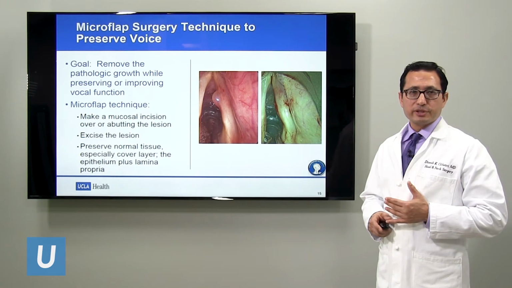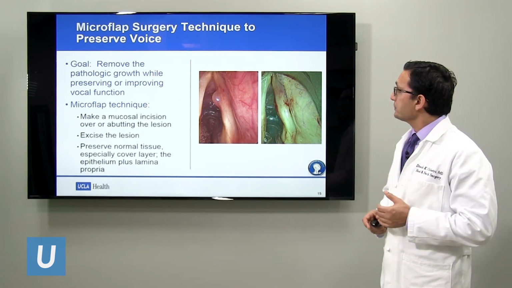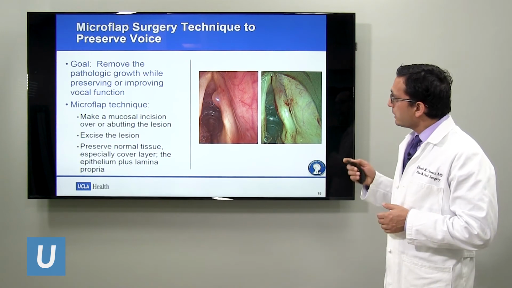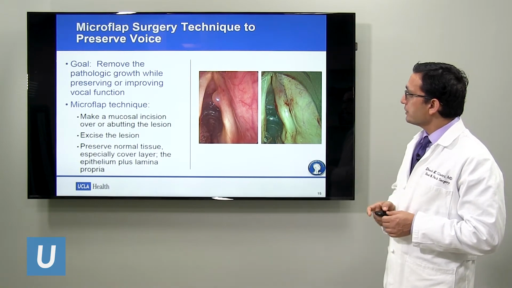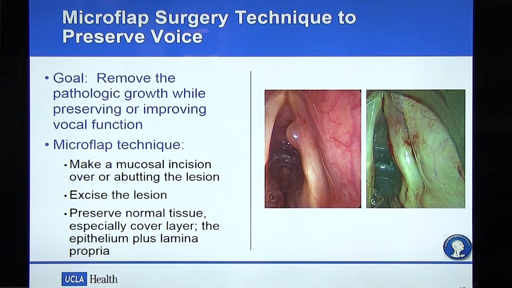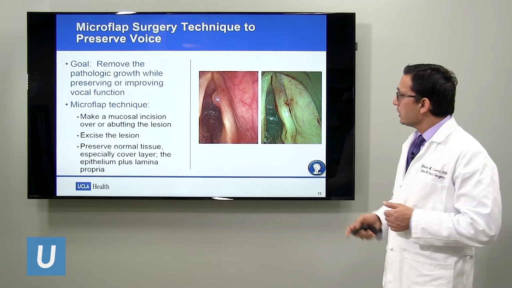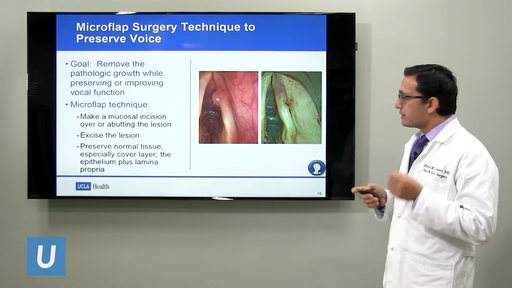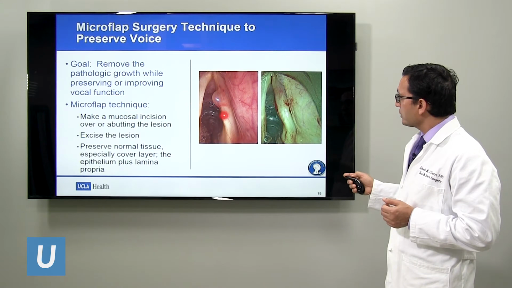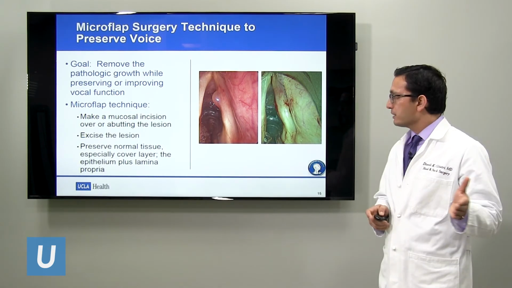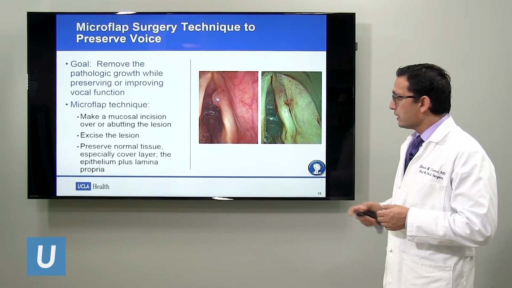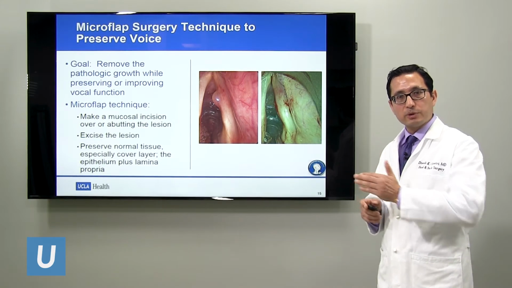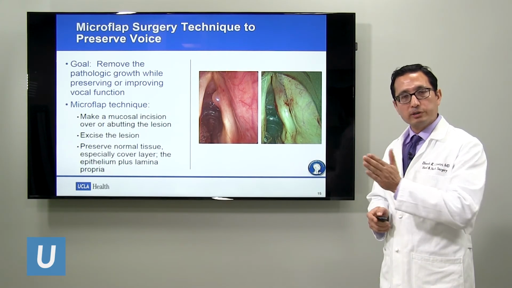So another important technique to discuss is microflap surgery to preserve voice. So the goal again is to remove the pathologic growth. You can see a vocal fold here with a lesion on the medial surface. We want to remove this lesion while preserving the lamina propria layer and improving vocal function. So how do we do that? The microflap technique involves making an incision right on the vocal fold, right next to it or right on top of it. We excise the lesion, and then we preserve the normal tissue, especially the cover layer tissue, and then we just drape the tissue back so that the lesion is removed, all the normal tissue is left behind.